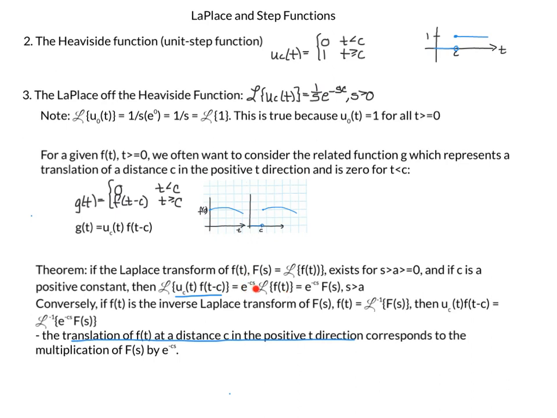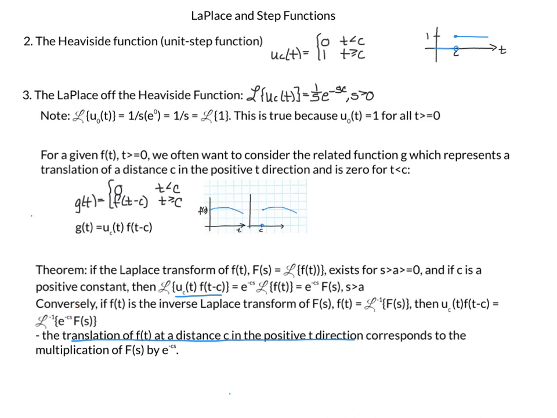You'll see this e to the minus cs, and you should associate e to the minus cs with a translation of your function f of t by c units. And I have that written here. The translation of f of t at a distance c in the positive t direction corresponds to the multiplication of your Laplace transform by e to the minus cs. Said another way, what happens to the Laplace transform when you take a function and shift it to the right a distance c? That means the Laplace transform then gets multiplied by e to the minus cs.